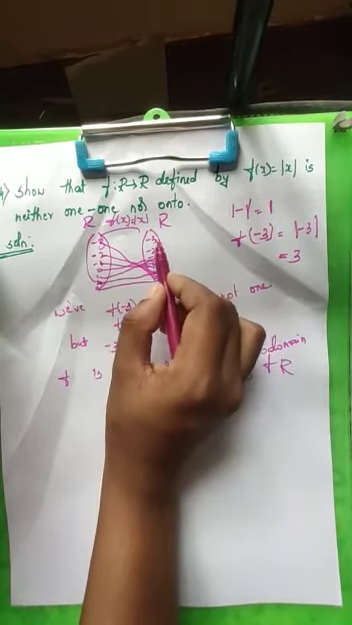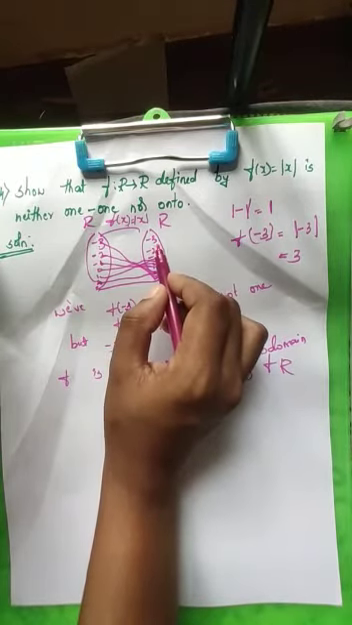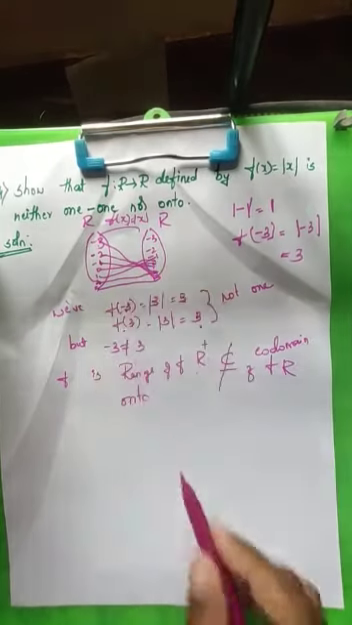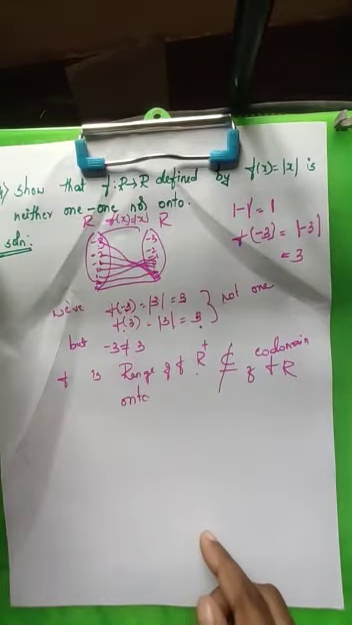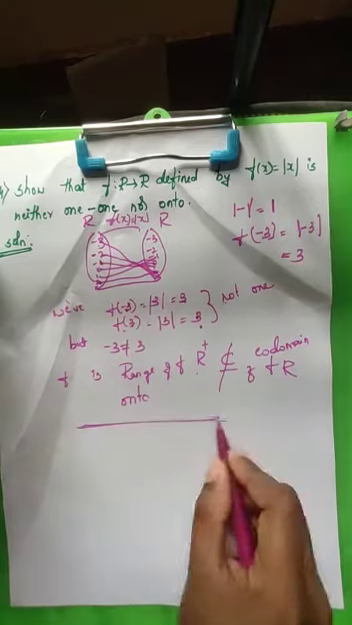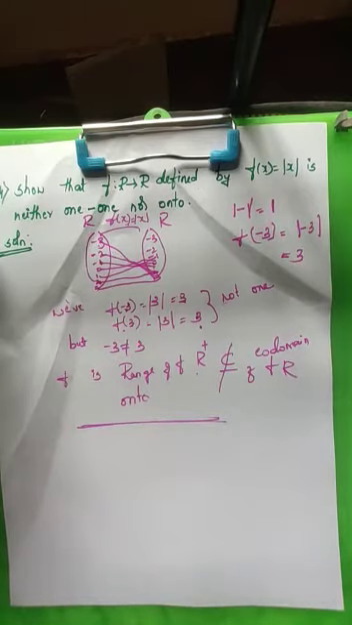So in order to be onto, if you take any element from the codomain, it should be an image of some element in the domain. Okay, I hope you are clear with this question. We'll move on to one more question today.